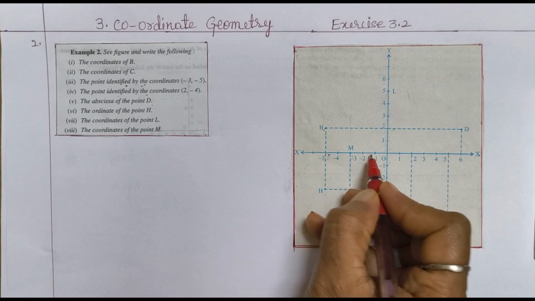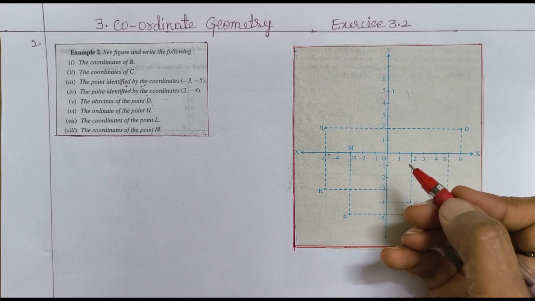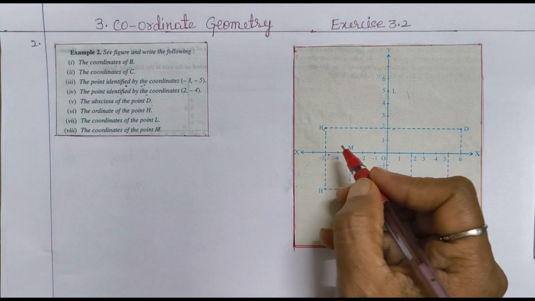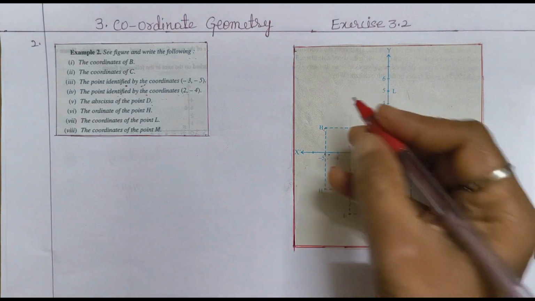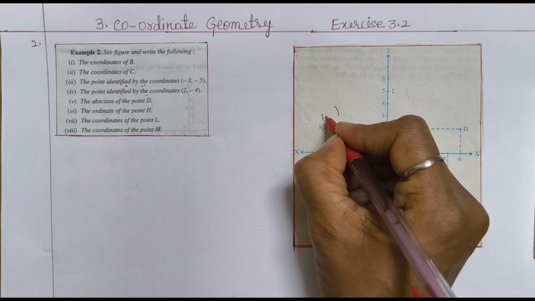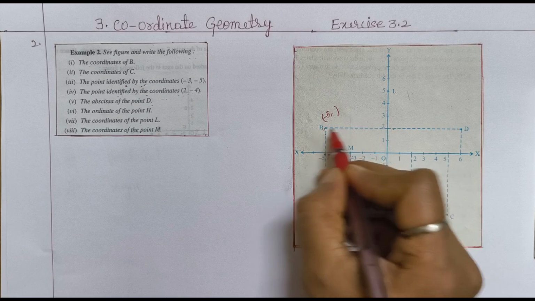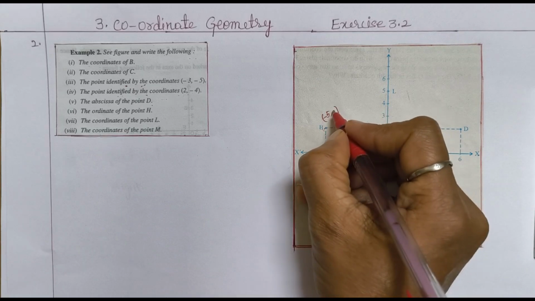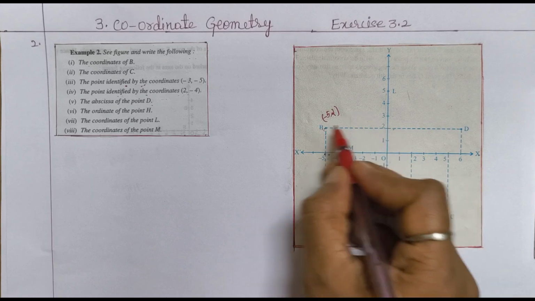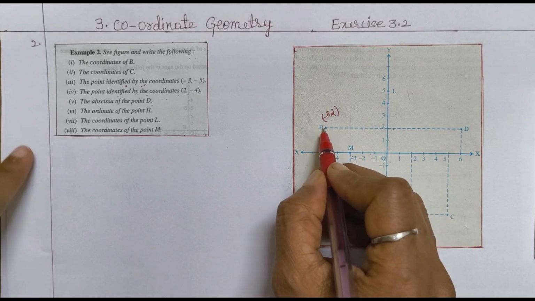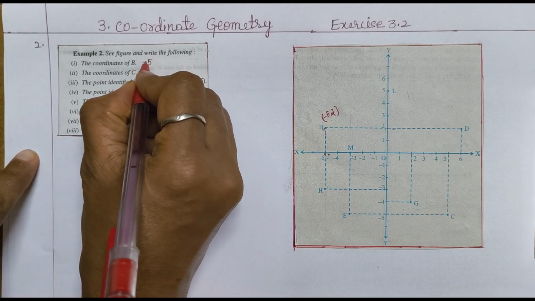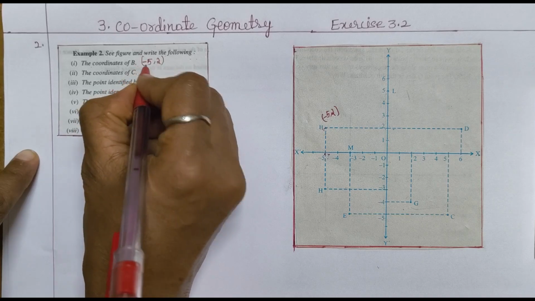For B coordinates, first we see the x-axis, next the y-axis. See here, the x-axis, where is B? This is B. The x-axis point is minus 5. Next, the y-axis point is 2. Minus 5, 2. So the B coordinates are minus 5, 2. I am writing the first answer here: minus 5, 2 is the answer.